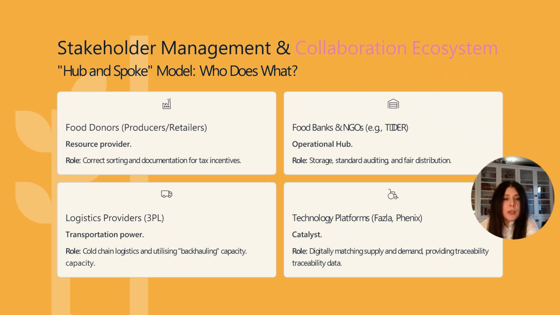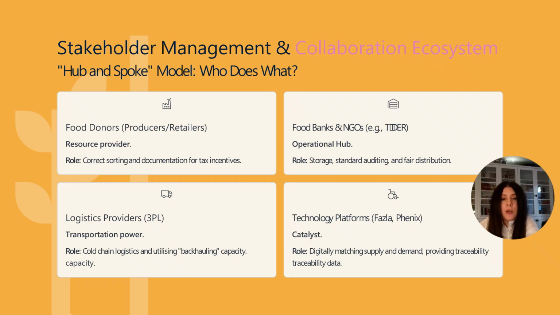The era of the lone savior is over. Food recovery is a team sport, and the players of this team are inseparably linked. We call this the hub and spoke model. Everyone's roles must be clear, or chaos ensues.